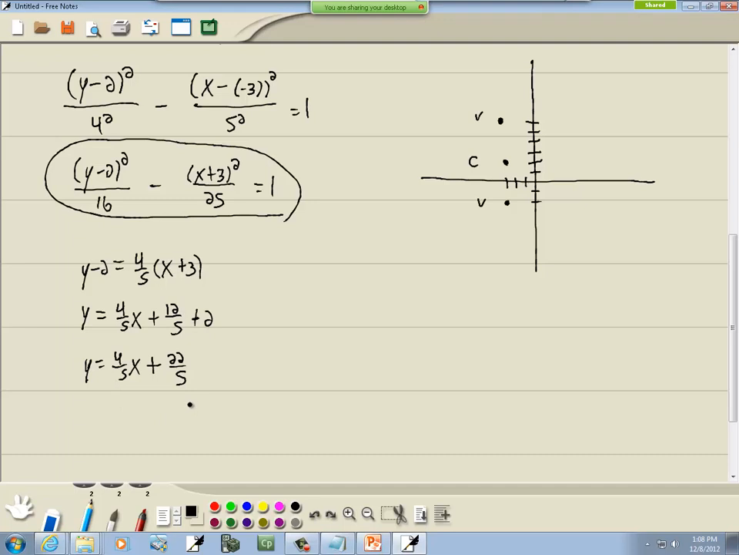22/5. Boy, I'm going to have to get the calculator. I'm brain dead today. 22 divided by 5. What is that? 4.4. Okay. So this is y is equal to 4/5 x plus 4.4. Well, that's our y-intercept. So 1, 2, 3, 4, 4.4, maybe about right there. Now from there we're going to go up 4. 1, 2, 3, 4, and right 5 would be somewhere right there.